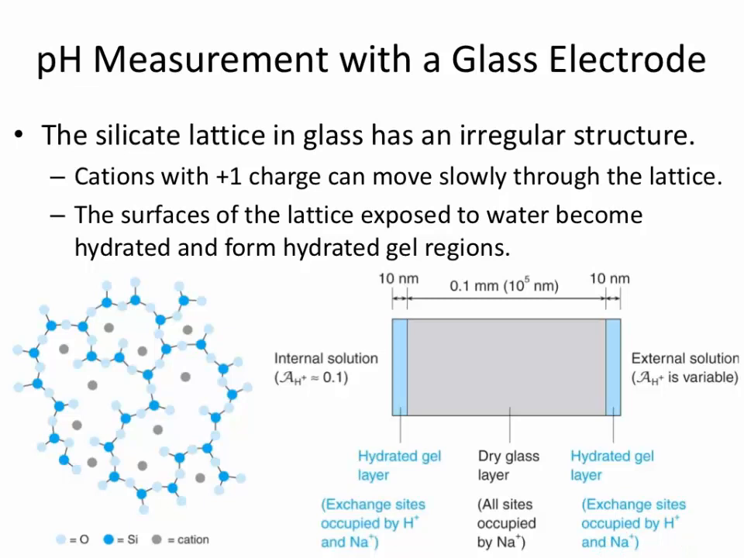Now these hydrated gel regions need to stay wet, and this is why you have to keep your pH probe, or at least that glass portion of it, wet all the time. You never want to allow it to dry out, because then these regions here will dry out, and those hydrogen ions will no longer be able to penetrate into the glass in that region.